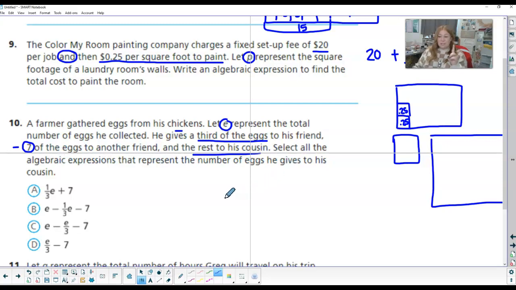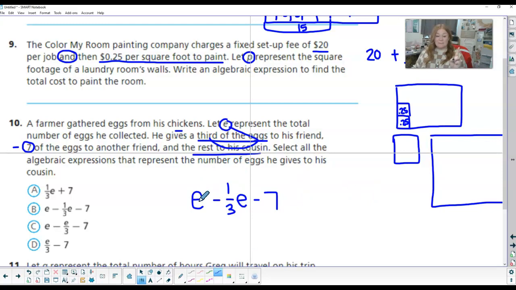So we know we need to start with E. Okay. And we want to get rid of 1/3 of these eggs. So we have to take away 1/3 of, means multiply, of the eggs. And the eggs are E. I need 1/3 of the eggs. And I'm also taking away 7. And that will tell me how many are left.